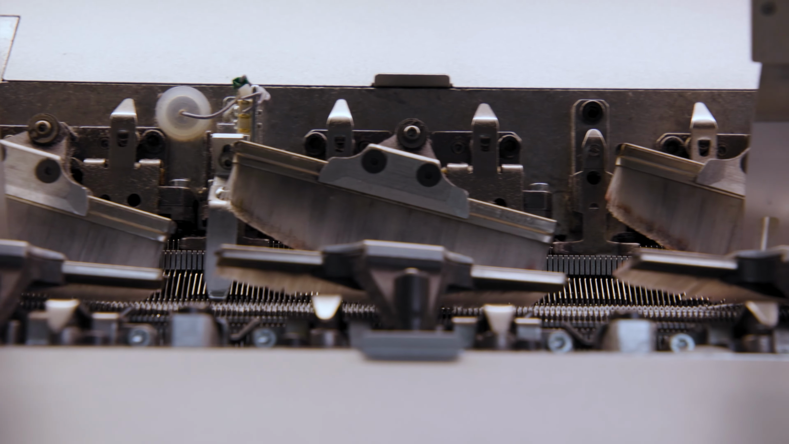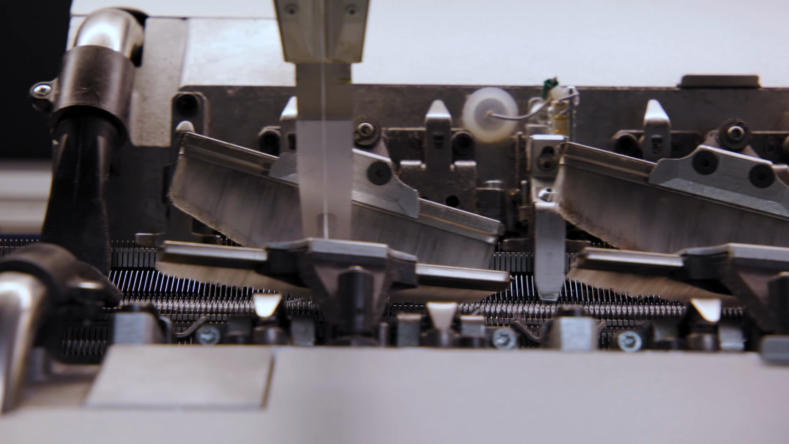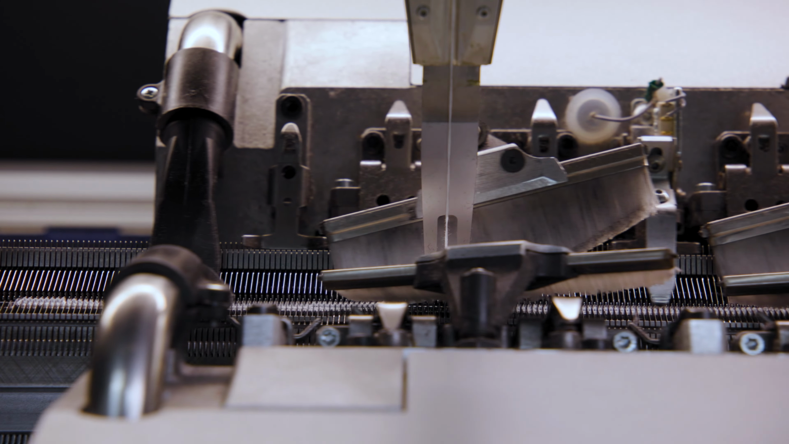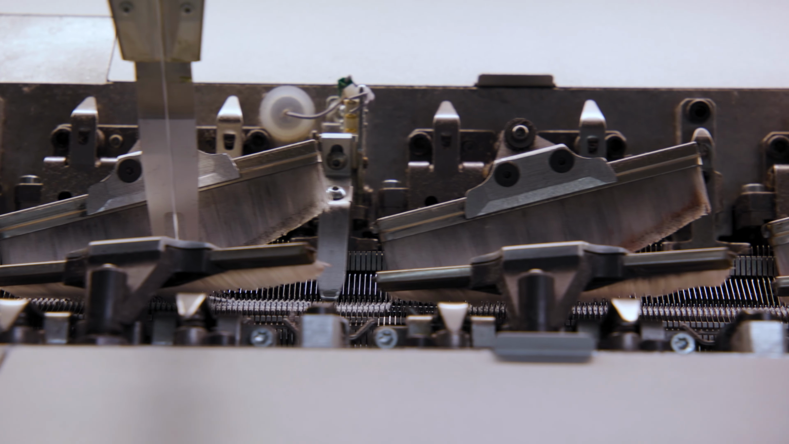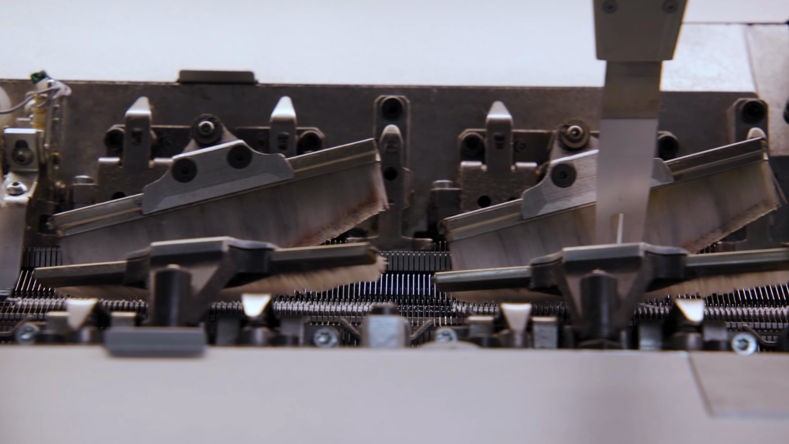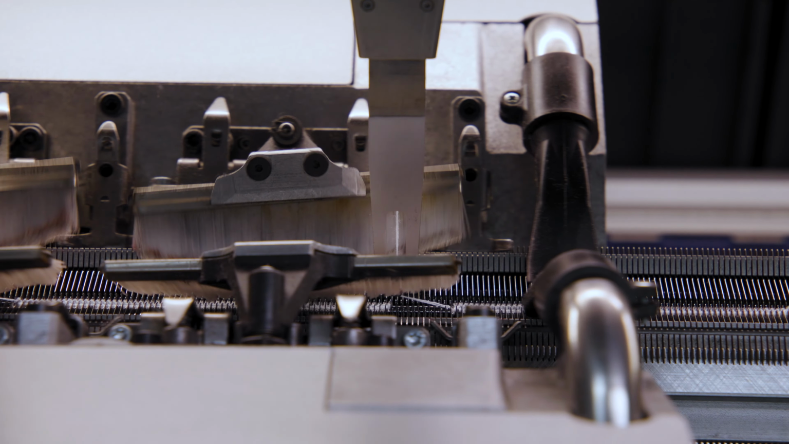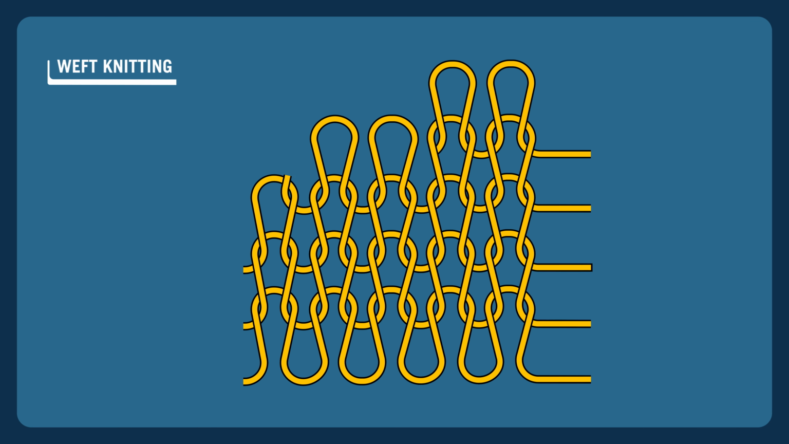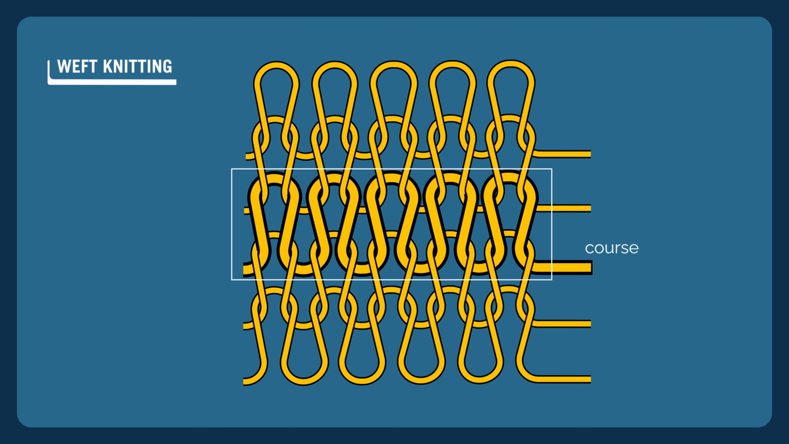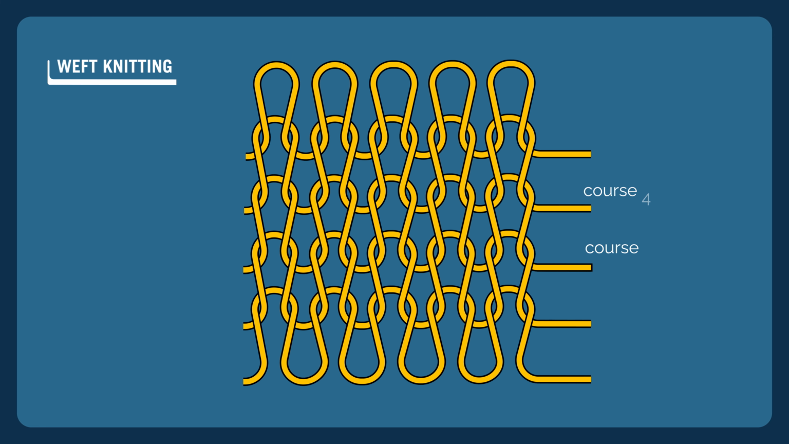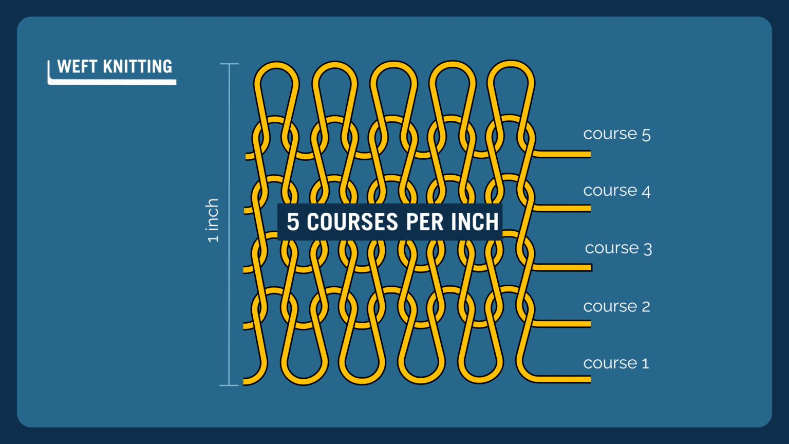Regardless of the type of machine used, in weft knitting, needles placed next to each other knit one after another in sequence to produce one row of loops from the same yarn. This one row of sequentially formed loops is referred to as a course. The course count is measured by the number of courses per linear unit, expressed as inches or centimeters. If this drawing represents a 1 inch by 1 inch area, you identify this as 5 courses per inch.